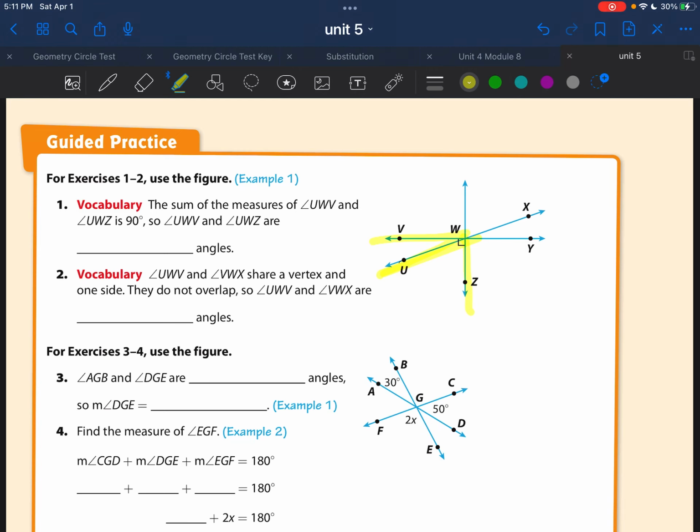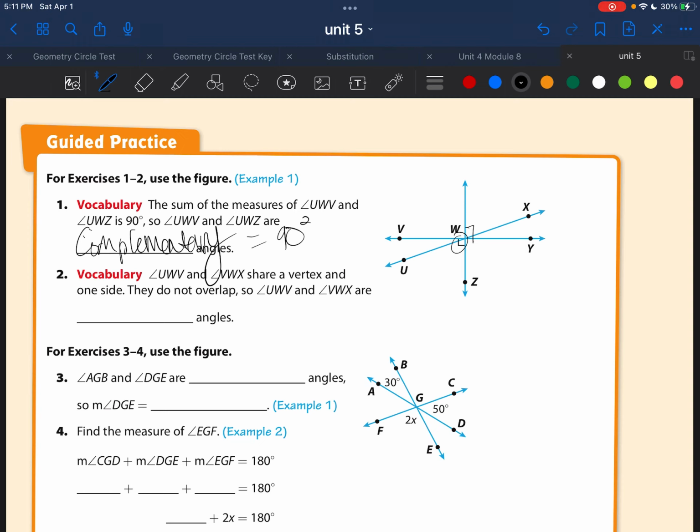UWV. Okay. And UWZ is 90. Yes, this is true, because I see it right here. Okay. And then it says, so it wants to know if this one's 90, then what would this one be? It would also be 90. So we know that they are complementary, because complementary equals 90. Okay.